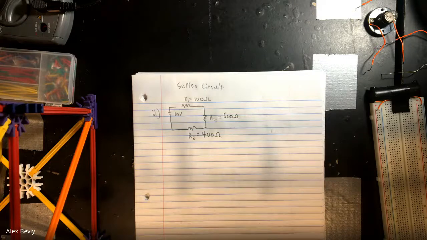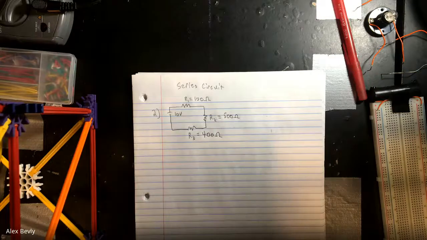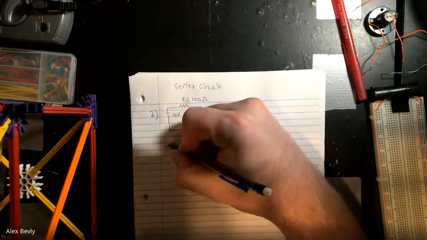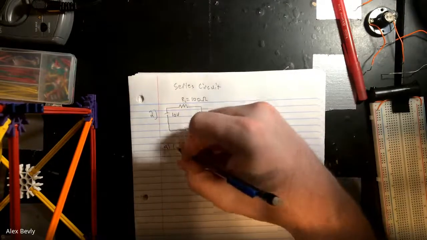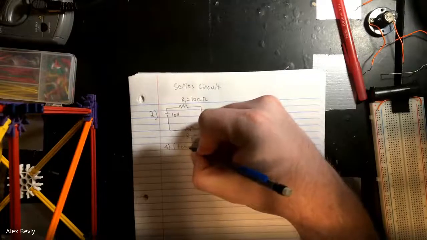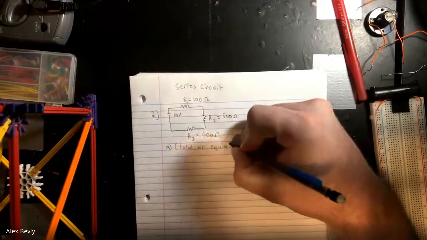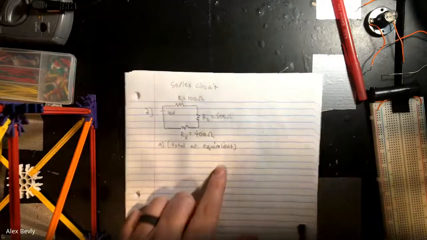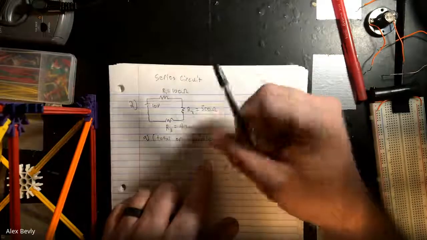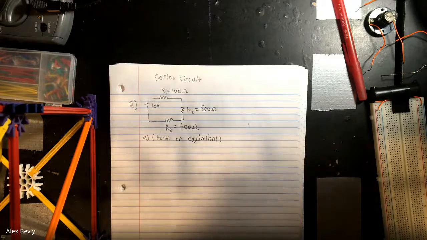All right, so the first thing we want to find is our total resistance. Before, we just had one resistor, so we just had to deal with one resistance. Here we're going to be looking for total resistance. Another word we can use to describe this would be equivalent resistance, so total or equivalent. I can't spell.